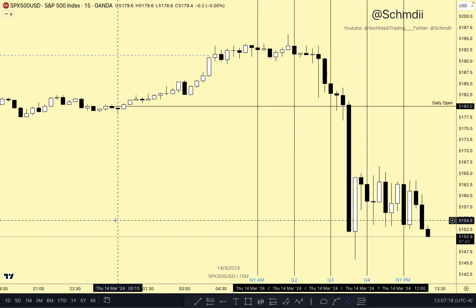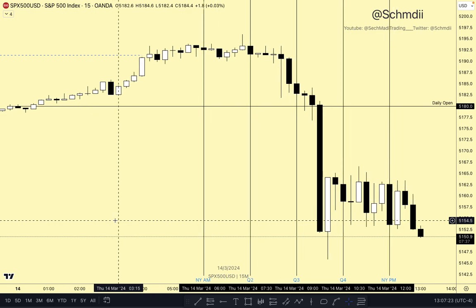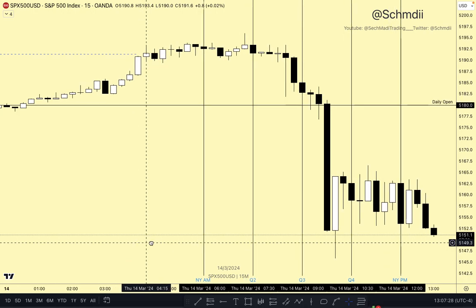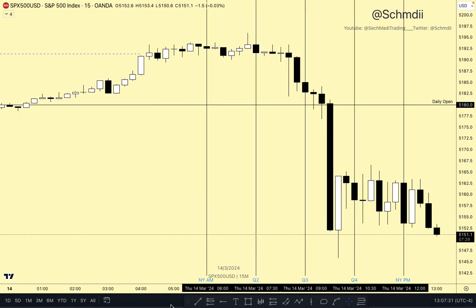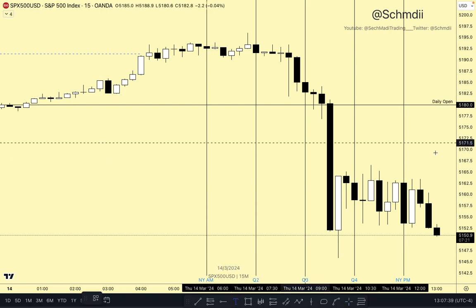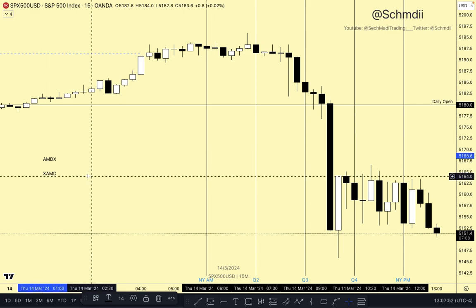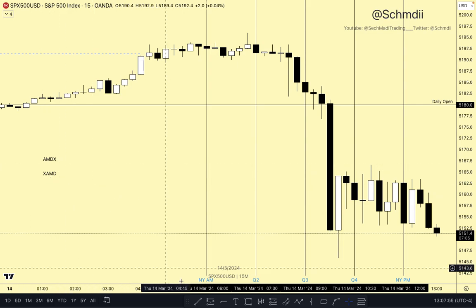So let's just zoom in a bit. For those who aren't familiar with quarterly theory, you get four phases, or basically two profiles. You get the AMDX or the XAMD. So we're gonna start with the AMDX one.